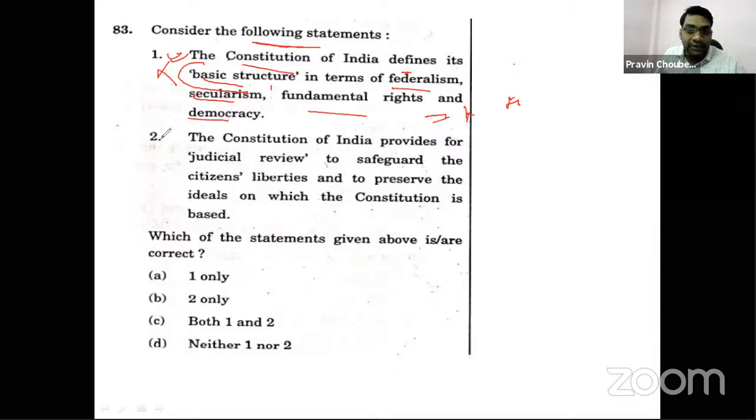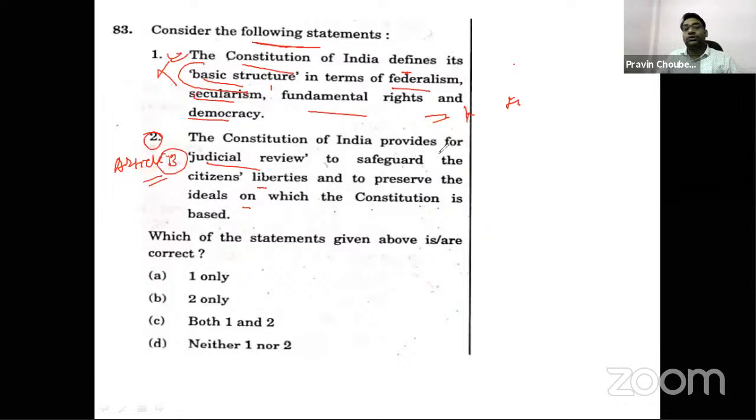Okay. The second statement is: the Constitution of India provides for judicial review to safeguard the citizens' liberties and to preserve the ideals on which the Constitution is based. Now, the second statement is talking about judicial review. So judicial review is, you know, Article 13. If you remember, Article 13 is talking about judicial review.